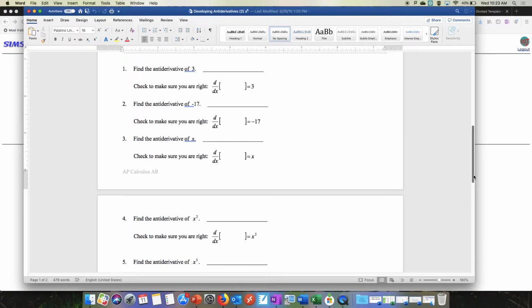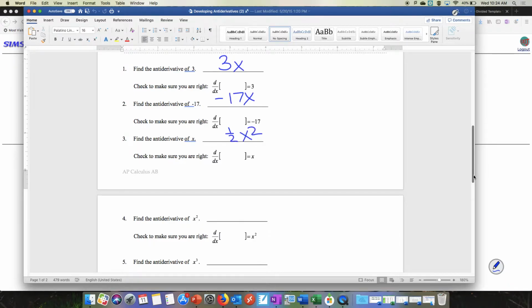Bren, the antiderivative of 3. 3x. The antiderivative of negative 17. Owen. Yep. Antiderivative of negative 17. Negative 17x. Brindley, the antiderivative of x. 1/2 x squared.